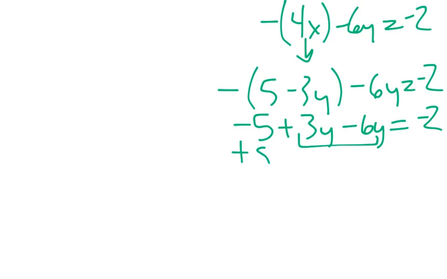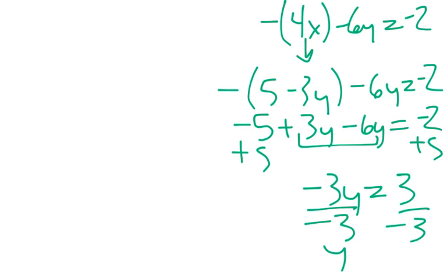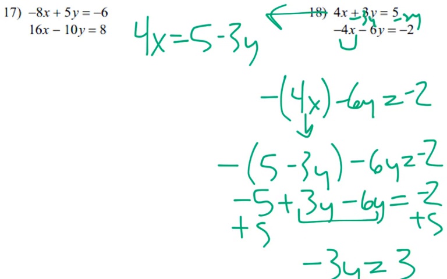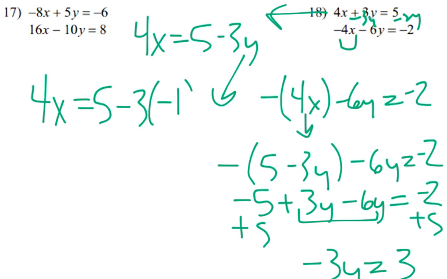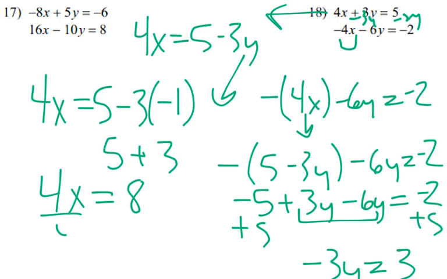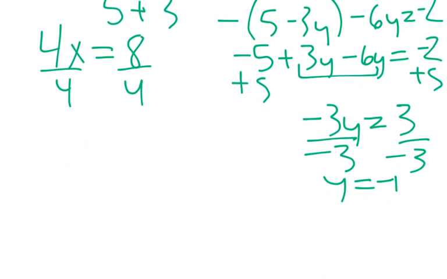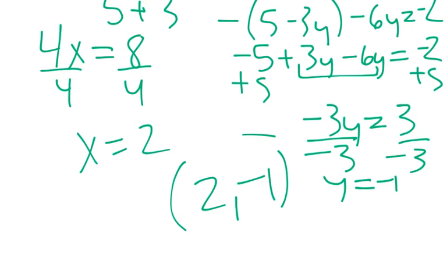Put those together, add the 5. So that becomes negative 3y equals positive 3. Divide by negative 3. Y equals negative 1. So I jump back up here, put in negative 1 for y. So 4x equals 5 minus 3 times negative 1. So we get 5 plus 3, which is 8. So 4x equals 8. Divide by 4, and we get x equals 2. So 2, negative 1. One answer.